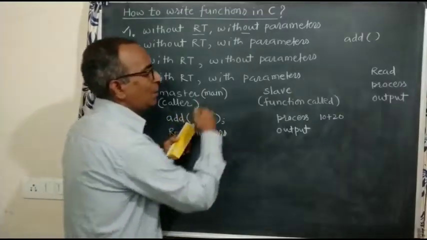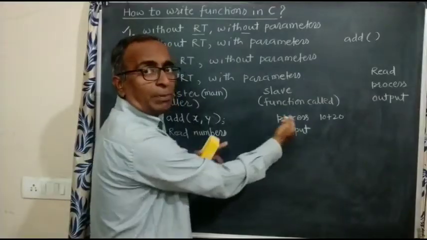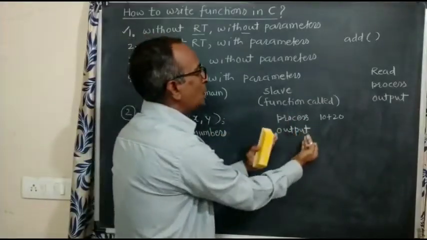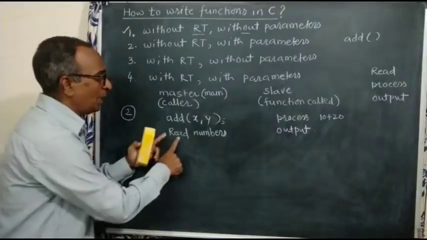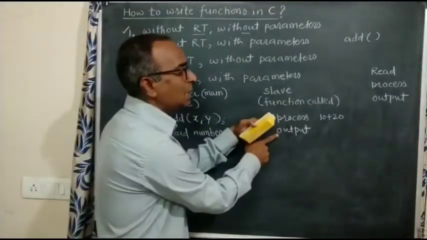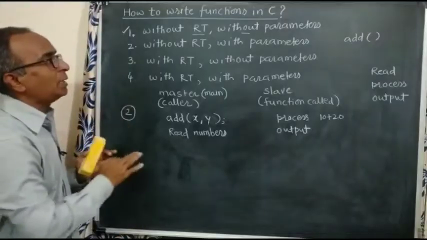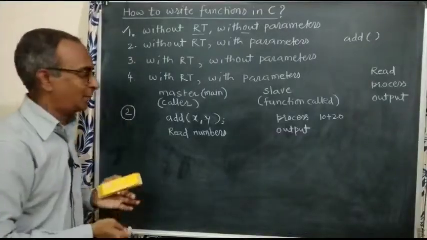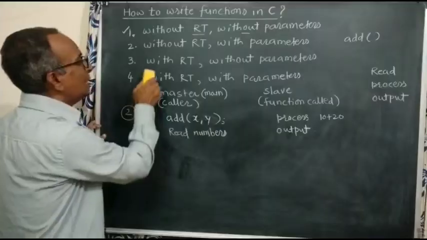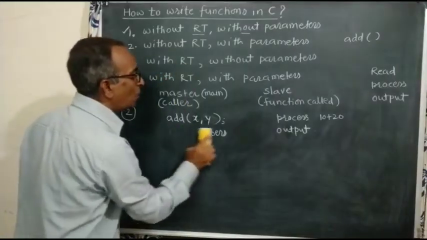Then this will be taken by slave, copied in, then it will process and give output. So reading is done by this, and processing and giving output is done by this. This is the second type, without return type and with parameters. Then the third type, with return type without parameters.